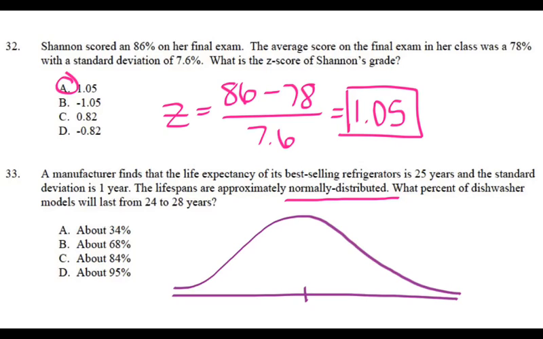So, let's see. The life expectancy of its best-selling refrigerators is 25 years, so that's the mean. The standard deviation is 1 year. So your standard normal curve has 3 standard deviations in both directions. So 1, 2, 3. So this is 25, 26, 27, 28, and 1, 2, 3: 24, 23, 22. We can also write our percents.